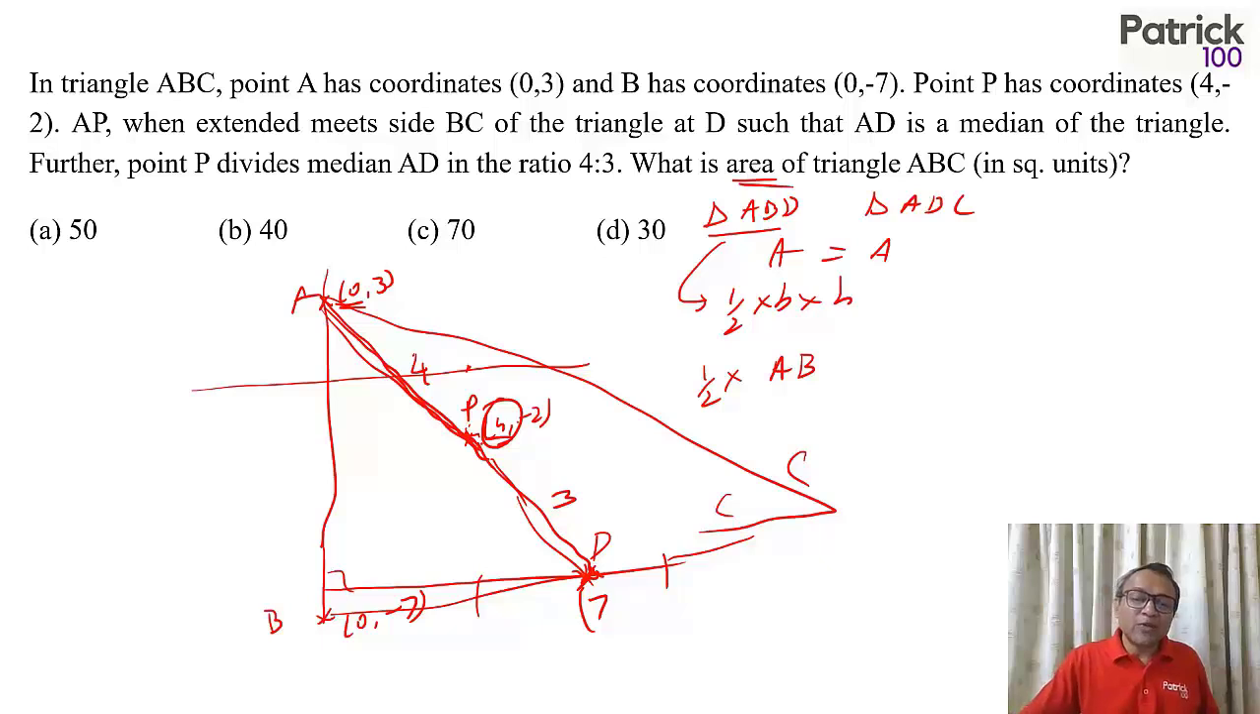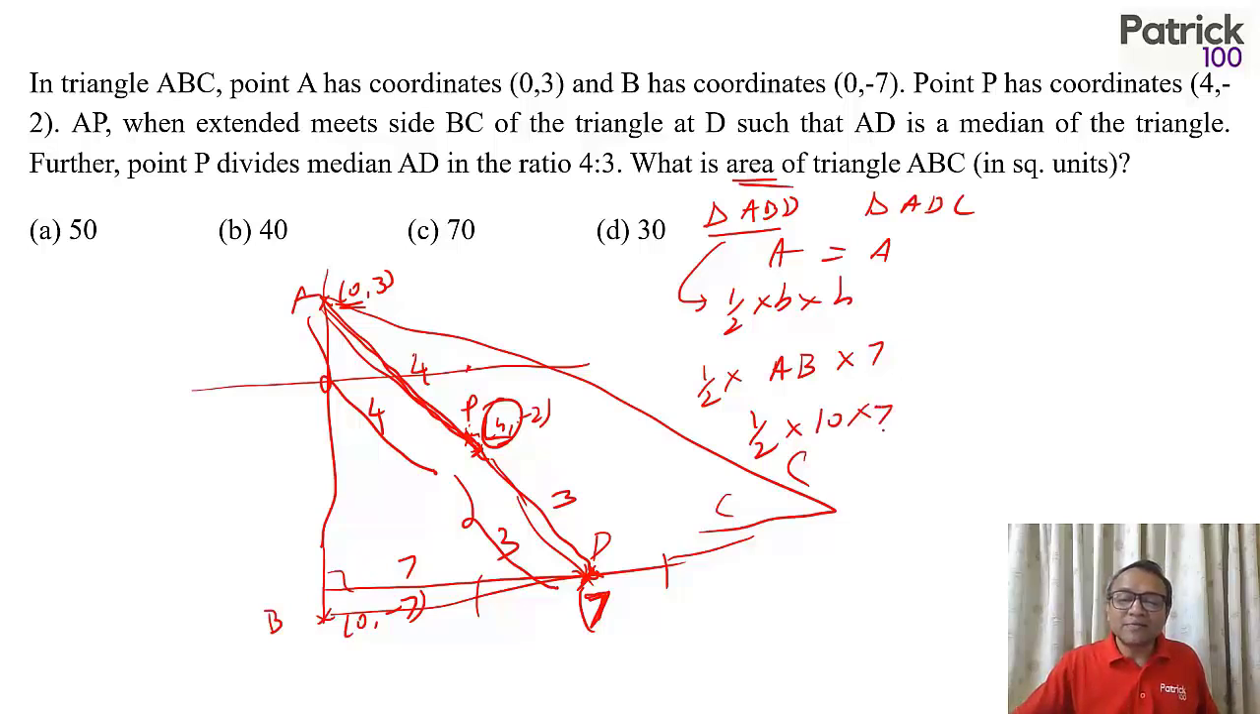There's a property for dividing in a ratio A:B. So find the distance from 0 to 4. The distance is 4. So 4 to the next number, the distance has to be 3 because it's 4:3, which will happen when this is 7. So the x coordinate is 7 and the height is 7. So it becomes half into AB, which is 10, into 7. From (0, 3) to (0, -7) is 10. Double of it will be the entire area you want, which is 70, option C. The double of it will give you the entire area of triangle ABC, you will get 70.